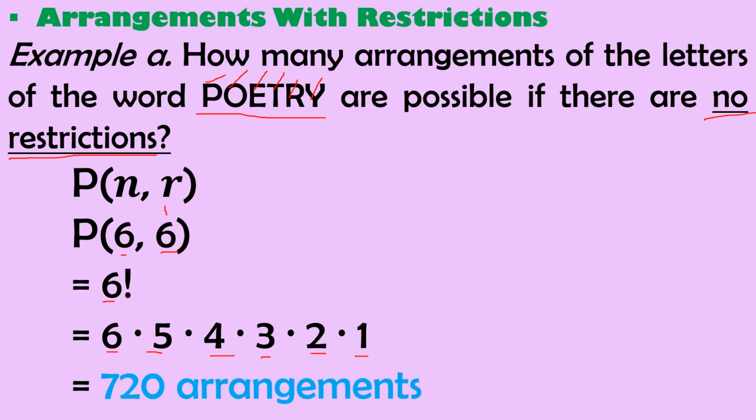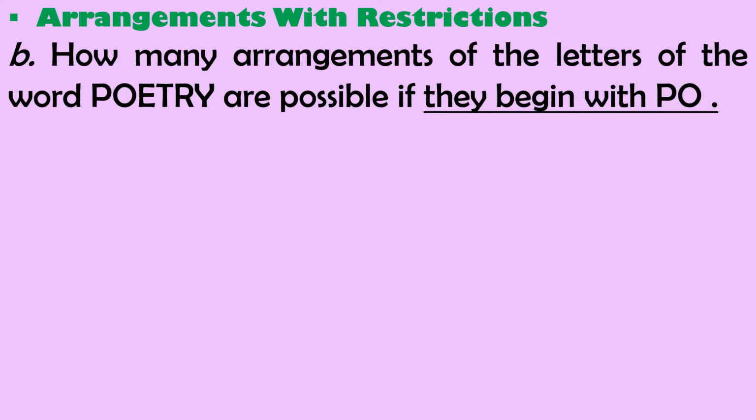Correct. There are 720 arrangements. Example letter B. How many arrangements of the letters of the word poetry are possible if they begin with PO?